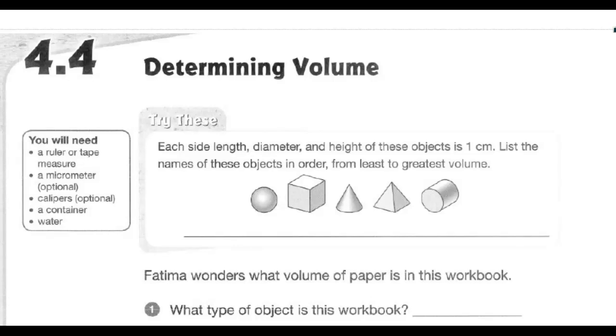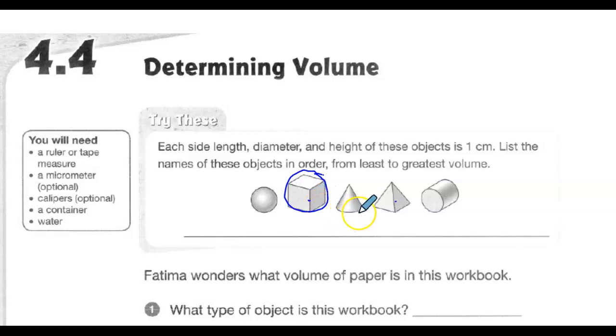Okay, so it says in the try these, each side length, diameter, and height of these objects is 1 centimeter. List the names of the objects in order from least to greatest volume. So you can take a few minutes and do some calculations if you want, remembering that 1 centimeter is sort of the magic number. So in that case, if you even just look at them, the cube is going to be the biggest. Length times width times height, 1 centimeter cubed. Remember the relationship between a cube and a pyramid with the same base. This would be 1/3 as much, so obviously it's smaller.